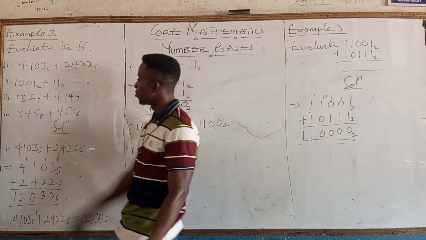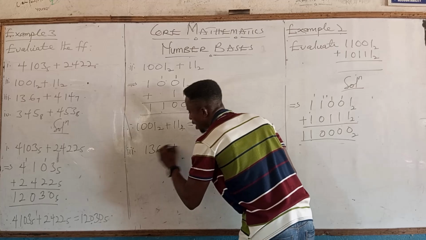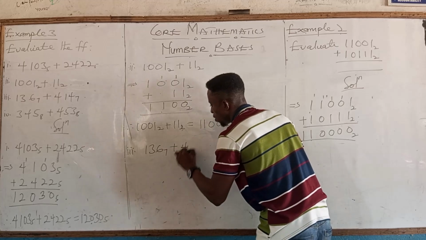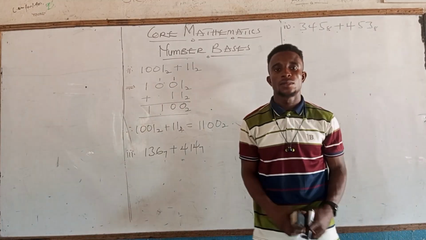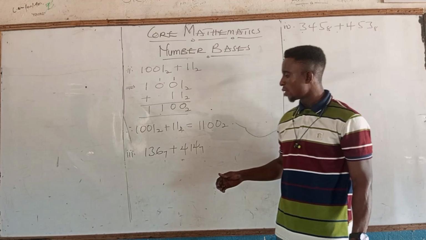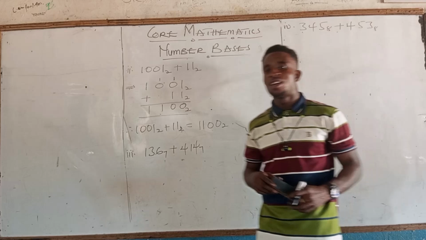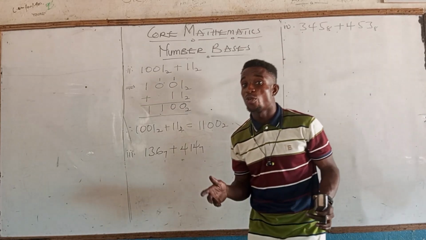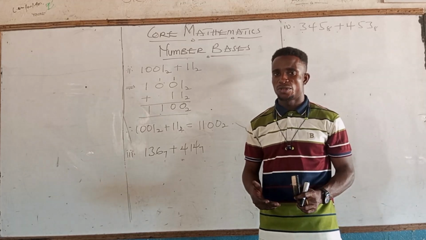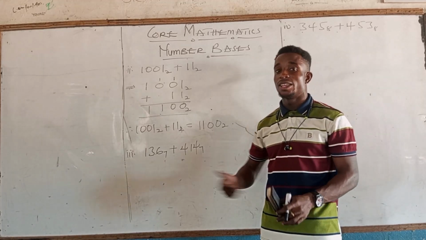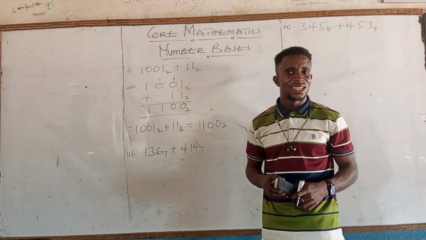Then the third one, which is 136 base 7 plus 414 base 7. Okay. So for the Roman numeral 3, that is your major work. You solve, you get the answer. I'm only going to put the answer. So you work that one, you get the answer, you compare. If you're able to get it, meaning you are one of the best mathematicians. Are you getting that? Let's proceed.